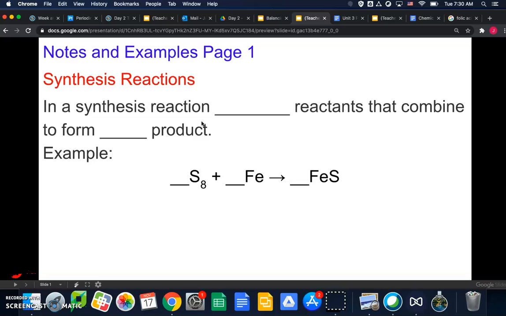All right, so synthesis reactions. In a synthesis reaction, two reactants, so you can see we've got one reactant, S8, which is sulfur, and one reactant, Fe, which is iron. Two reactants combine to form one product. And so our one product here is iron sulfide.